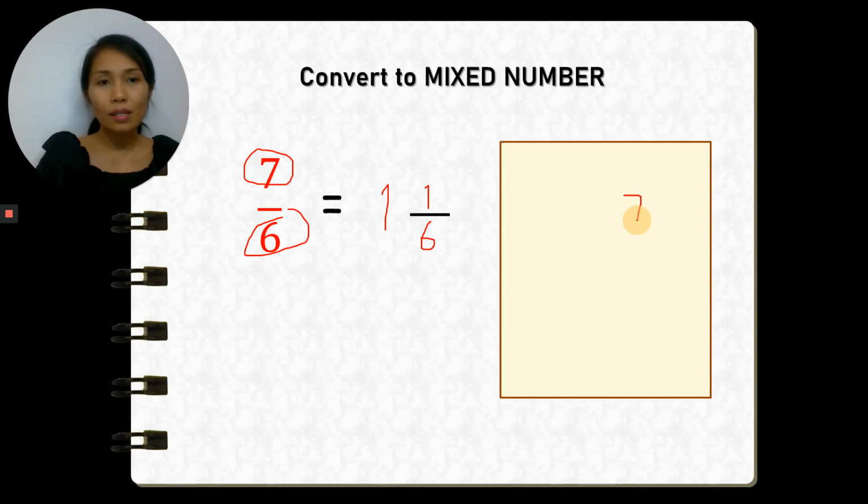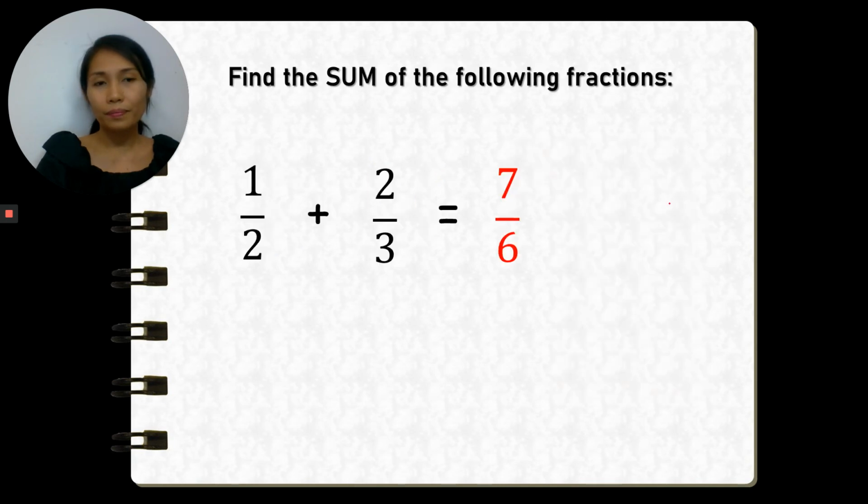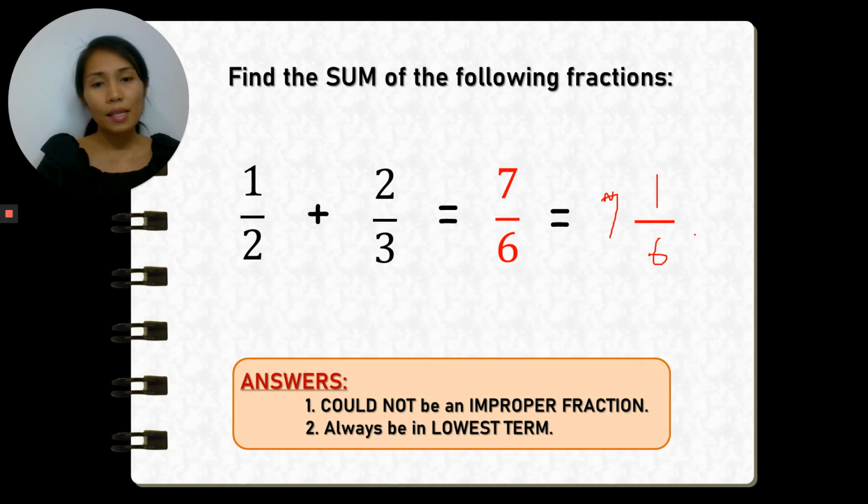Let's see if we got the same answer when we divide, of course. We got the same answer. 7 divided by 6 is 1. 1 times 6 is 6. 7 minus 6 is 1. So 1, remainder 1. That is our answer here, 1 and remainder 1, equals 1 and 1/6. Alright, it's not an improper fraction, correct? And it's in lowest term.